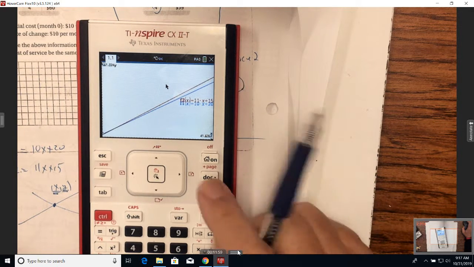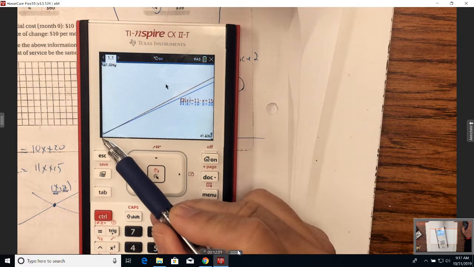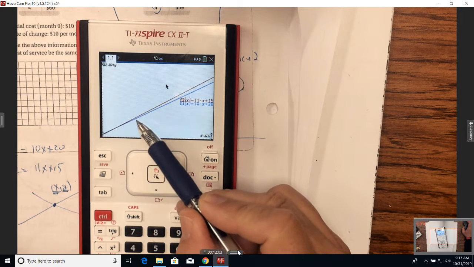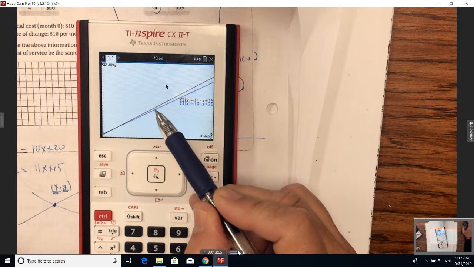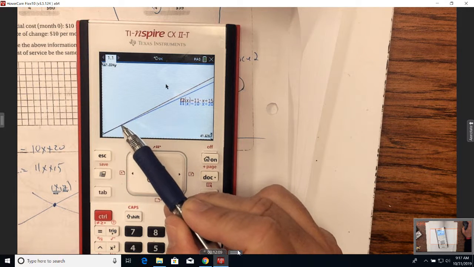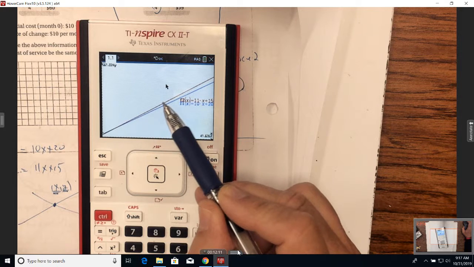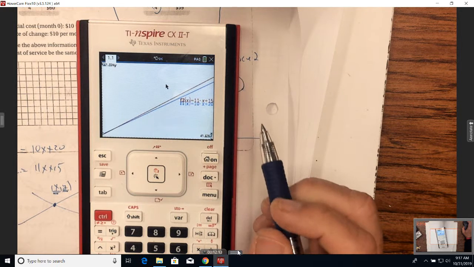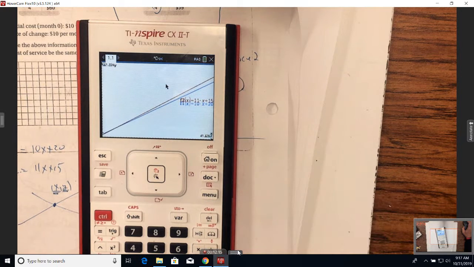So what's going on in this problem is that initially the blue function is more than the red function. Right? Initially it is. And then at one point in time, they're going to cross, and the red is going to cost more than the blue. Okay? So at what point is that? At what point are they the same?